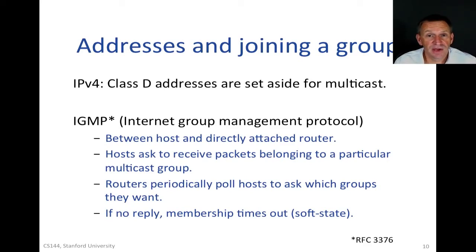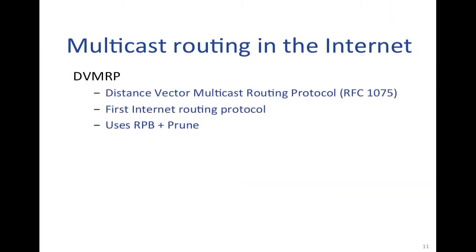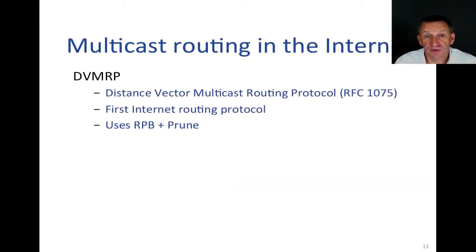It will just time out if no one actually renews their interest in receiving it. So let me tell you about multicast routing in the internet very briefly. The very first multicast routing protocol was called DVMRP, the Distance Vector Multicast Routing Protocol, described in RFC 1075. It was first introduced in the 1980s, and it basically used the reverse path broadcast plus prune.